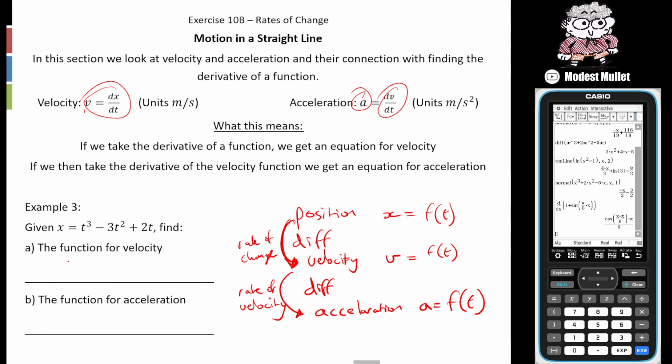So, given x is equal to t cubed minus 3t squared plus 2t, so our position at any point in time is given by that equation, we can find the velocity equation by just finding the derivative of that, which is going to be 3t squared minus 6t plus 2, just using the power rule. Then we can find the function for acceleration just by differentiating the velocity. So that's going to be 6t minus 6. Bang, there we go. And that's a really handy and really powerful connection.